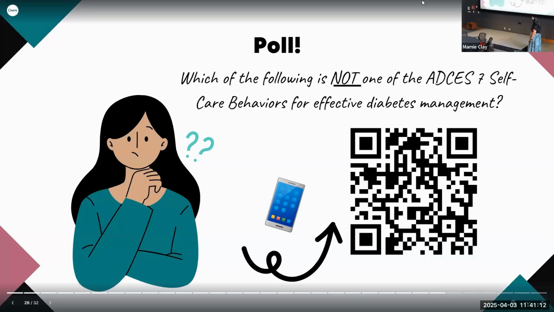All right, so quick question. Which of the following is not one of the ADCES 7 self-care behaviors? That is a prompt to pull out your phone and answer. Possible answers are monitoring, annual foot exams, reducing risks, or problem solving. So we got 30 people. Yay, 97% of us said annual foot exams is not one of the self-care behaviors. It's a component of reducing risk, but it's not one of the main things.